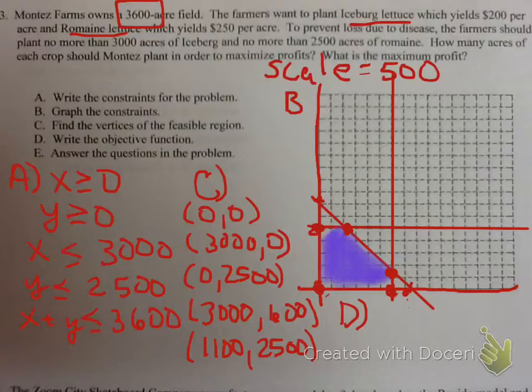All right, now I can go back to the profit statement that I skipped earlier. The profit is equal to, P is equal to what? How much do you get for the iceberg?